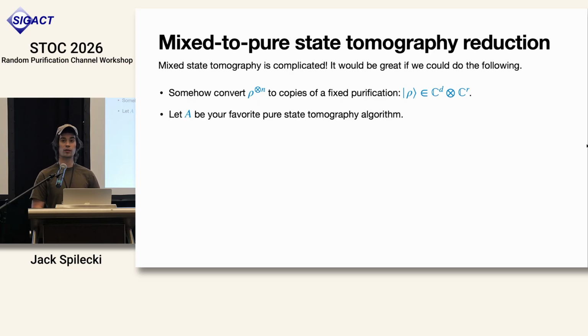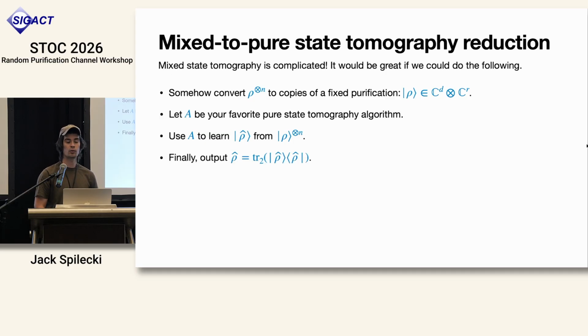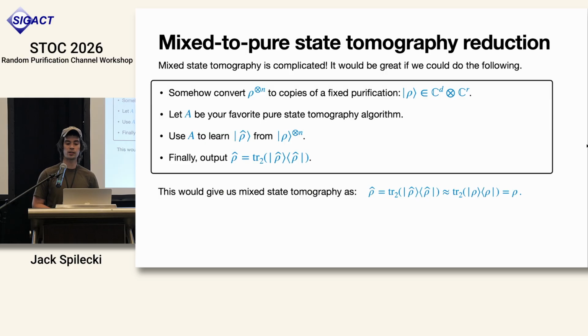Now that you have the fixed purification, you just choose your favorite algorithm A for doing pure state tomography. Then you run that pure state tomography algorithm in the larger Hilbert space, and you learn an estimate for the purification. Finally, you just trace out the auxiliary registers. And this will give us mixed state tomography, because if the pure state that you learn is close to the true purification, then upon tracing out, the mixed states will be close as well.